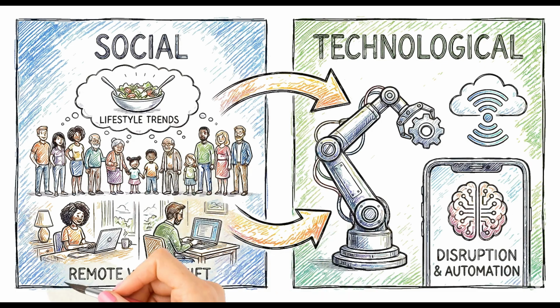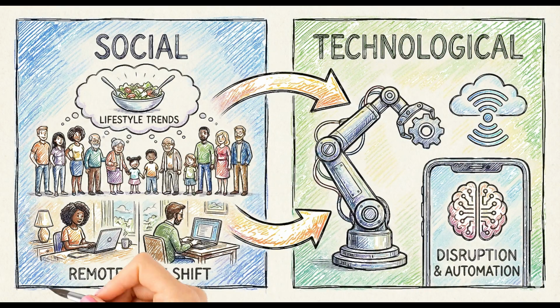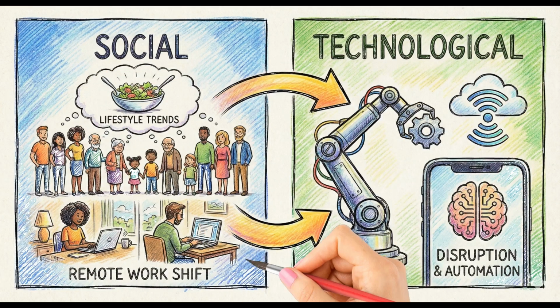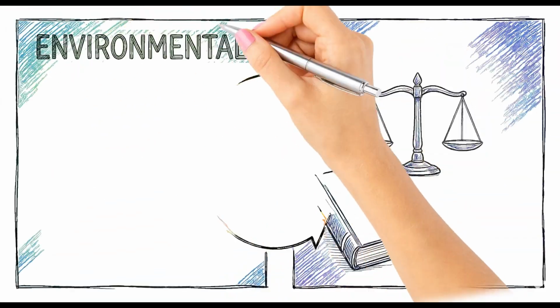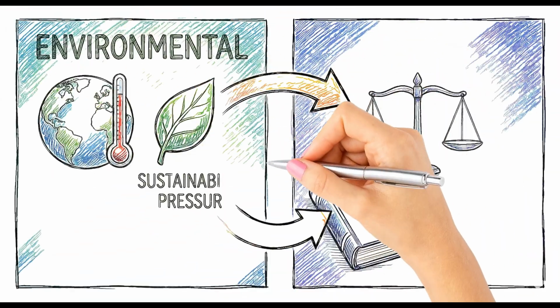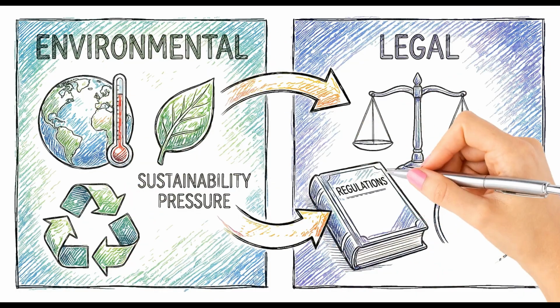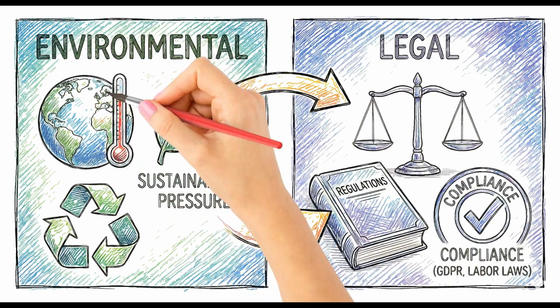T is technological. This is the big disruptor. It's about automation, AI, and the pace of innovation. Technology changes how you compete and deliver value. The second E is environmental. The planet matters. Climate change regulations, sustainability pressures, and resource scarcity are now board-level issues.